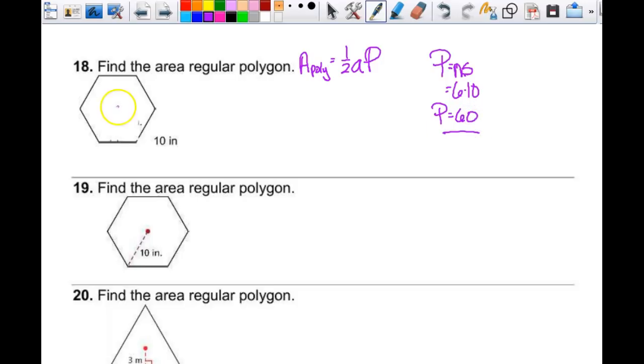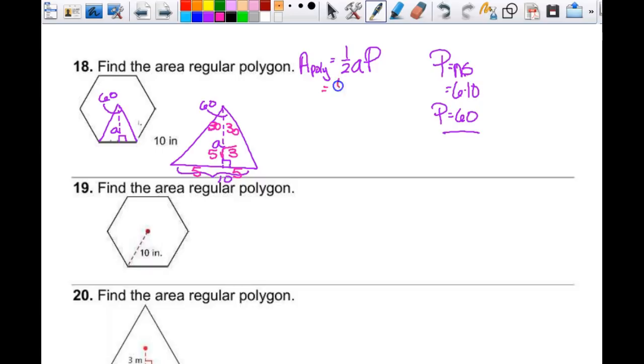Draw my 2 radii in. Okay, this is a hexagon, so this is 60. I need my apothem. And then I separate and redraw my triangle. Okay, that doesn't look very good. That's fine. This whole thing is 10. This is my apothem. This whole thing is 60. That means that this is 30, this is 30, this is 5, this is 5. So this is 5 square root of 3.